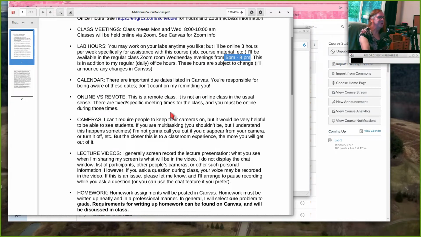Along that line, I don't require people to use their cameras, but you are welcome and encouraged to. If you can see other people taking the class while you are, it's going to feel less like you're sitting in a room staring at a computer all day, and a little more like you're in a classroom, learning a subject with other people. So I encourage people to use their cameras as much as you're comfortable with.